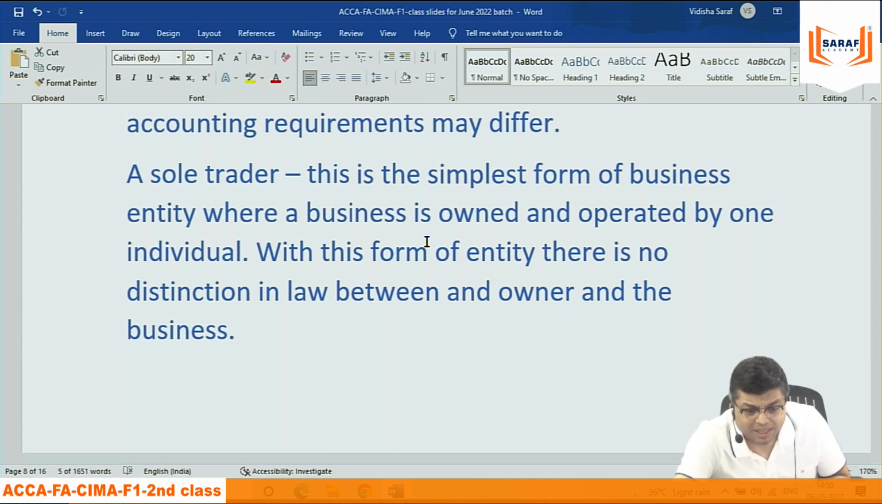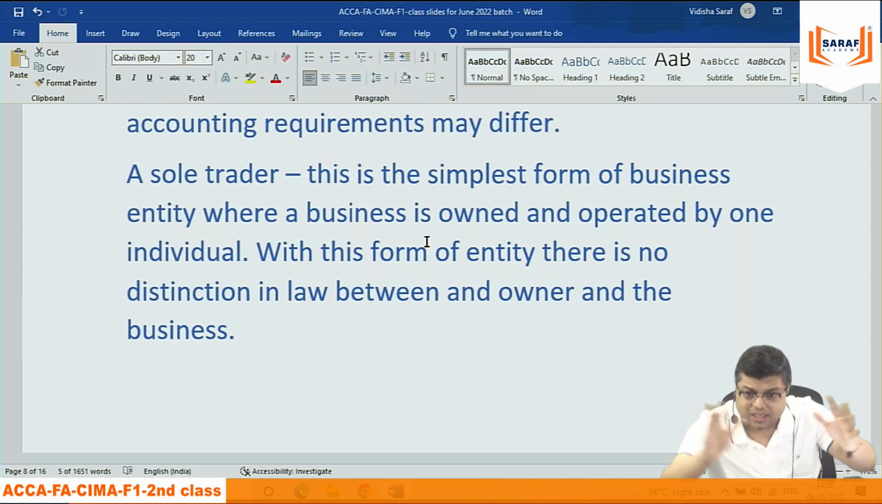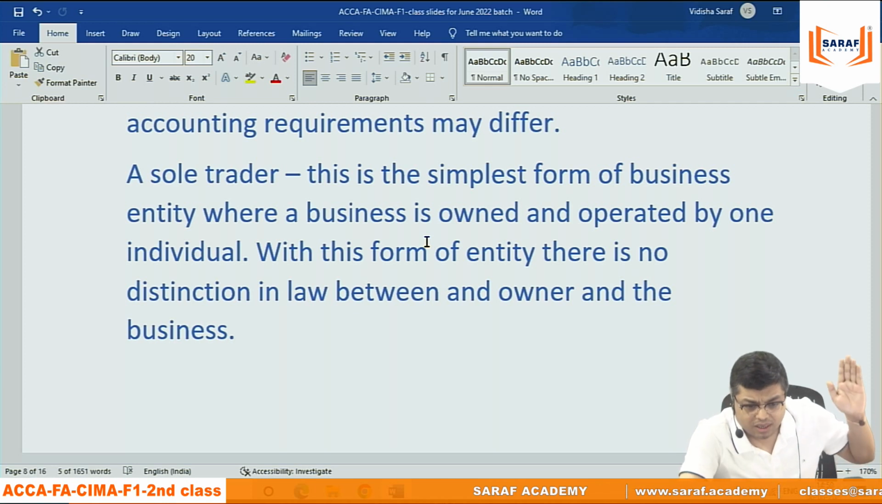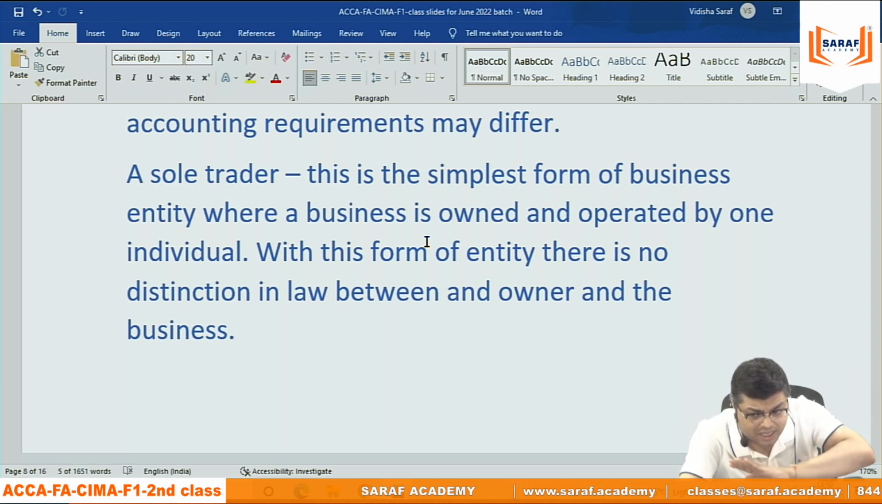If in Saraf Academy there are losses, Saraf Academy is a separate company. I am the shareholder. If there are any losses and Saraf Academy is not able to pay those losses, I am not personally liable. My personal assets inside my house are not liable for the liability of my company. But in case of a proprietorship business, for the business liability, the proprietor is personally liable. The personal assets of the proprietor can be used for meeting the obligation of the business. So in legal language, sole proprietor and the proprietor business are not separate.